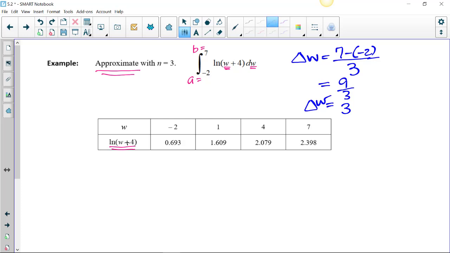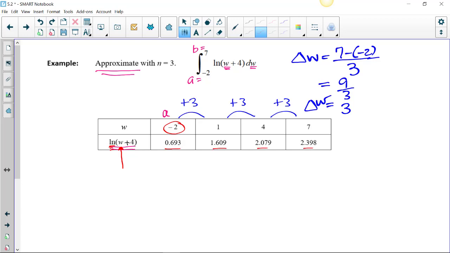Okay, so I start here at a equals -2, and then that's what I'm adding. I'm adding 3, my width, to get these x values. So I start at -2, I add 3, I get 1, I add 3, I get 4, I add 3, I get 7. Those are the x values I used to find the heights. So what did I do? I took this value and I plugged it into this function. I had to use my natural log button. I had to take -2, add 4, and take the natural log. So these values I got on the calculator.